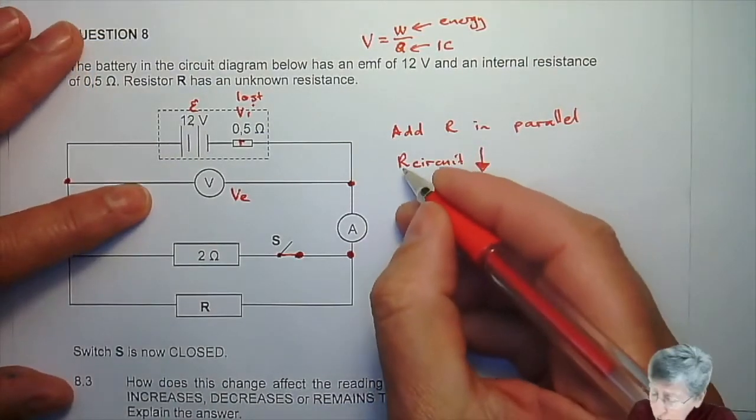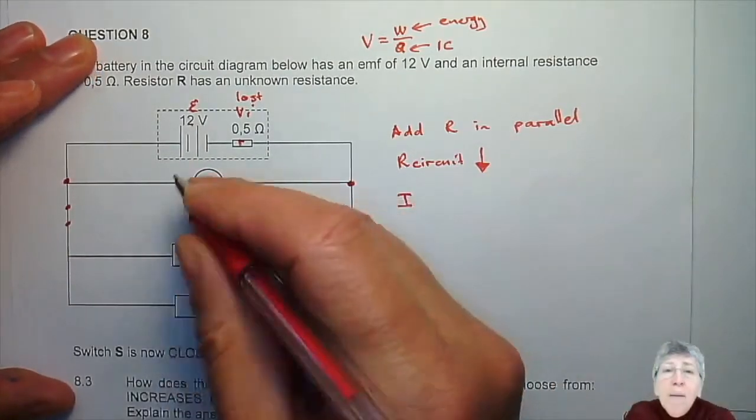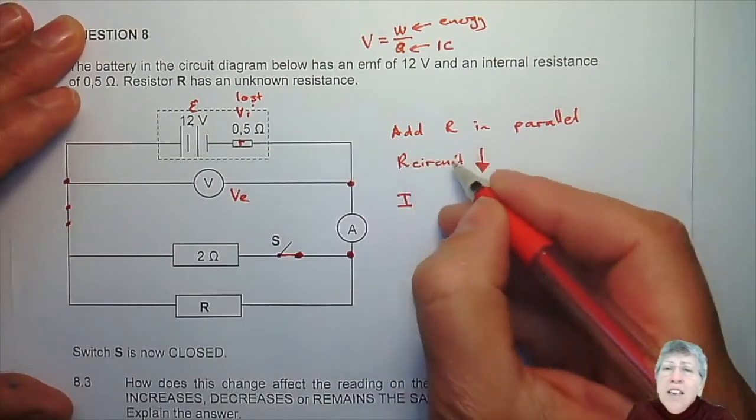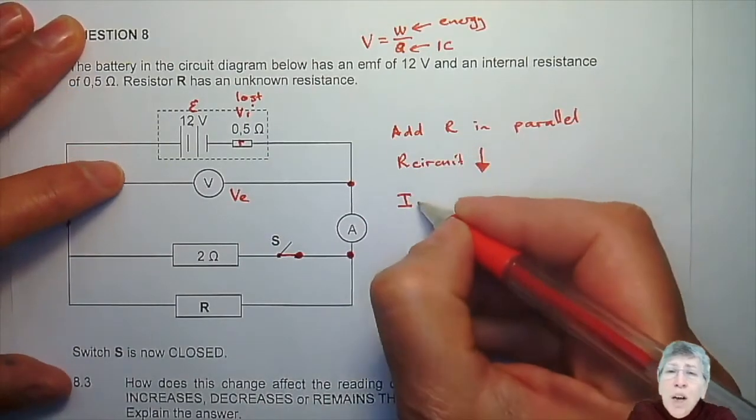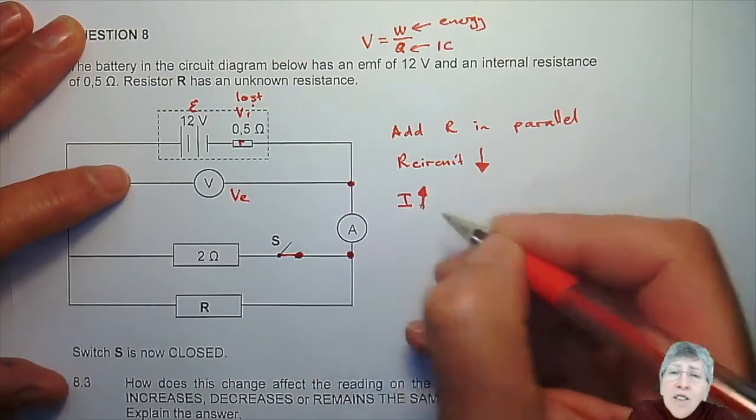Now I've talked about the resistance. Now let's talk about the current. What's going to happen to the current in the circuit? Now, if the circuit gets less difficult to move through, you will have a bigger current. But we have to have reasons for that.